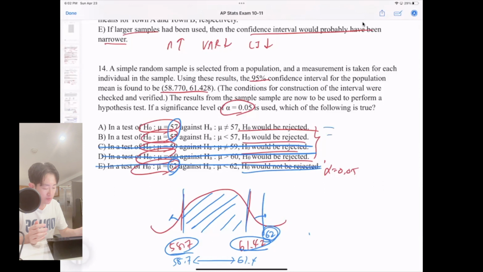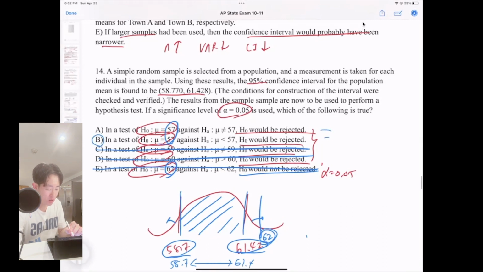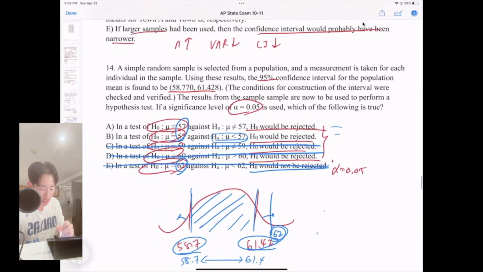Between A and B, the correct answer here would be B, because if we're talking about 57 and the alternative to be... wait a minute, sorry about that, because a mean less than 57 is actually much more ridiculous, since that is not part of your confidence interval. So the correct answer here should have been A.